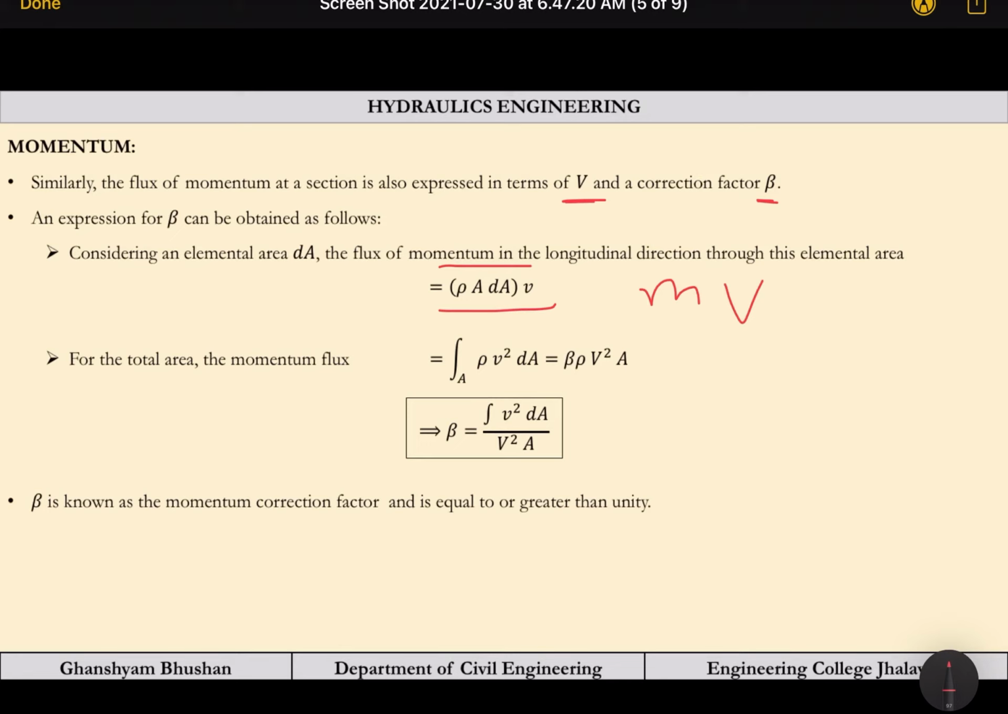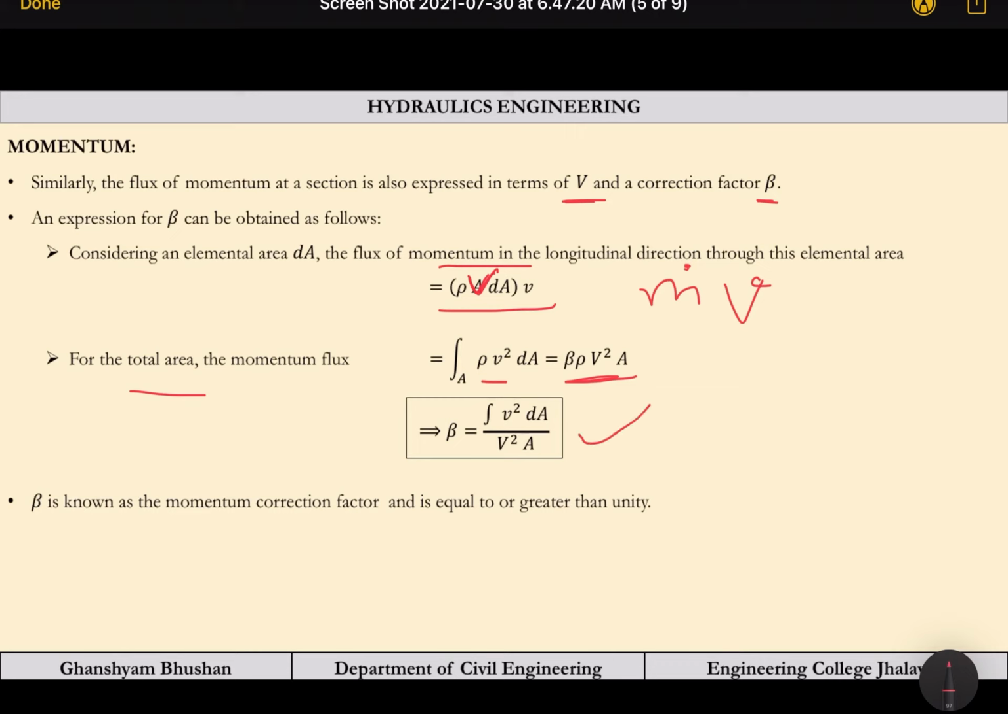Mass into v. Okay, but here flux is there, so m dot is rho A into, sorry, this is v, rho v into dA into v. So for total area it will be rho v square dA, and it will be equal to beta times rho mean velocity square into dA.